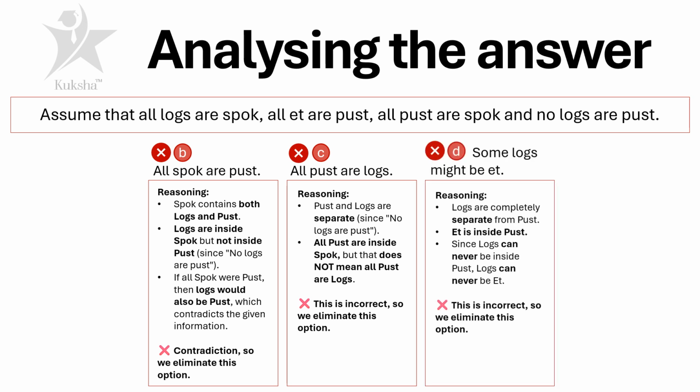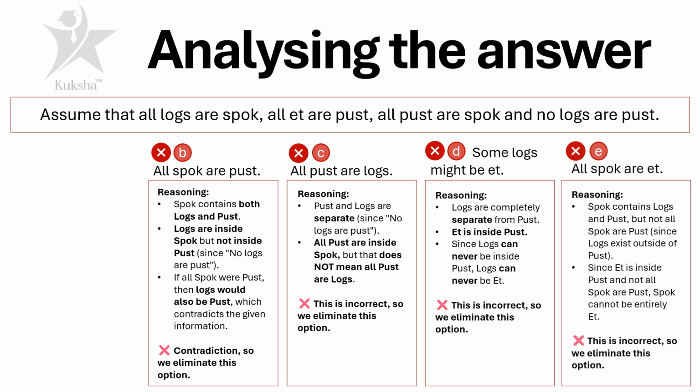Option D is incorrect. Some logs might be et. Logs are completely separate from pust. Et is inside pust. Since logs can never be inside pust, logs can never be et. So this is incorrect. So we discard this option as well. And option E, all spok are et, is incorrect as well because spok contains logs and pust, but not all spok are pust since logs exist outside of pust. So since et is inside pust and not all spok are pust, spok cannot be entirely et. So this is incorrect. We eliminate option E as well.